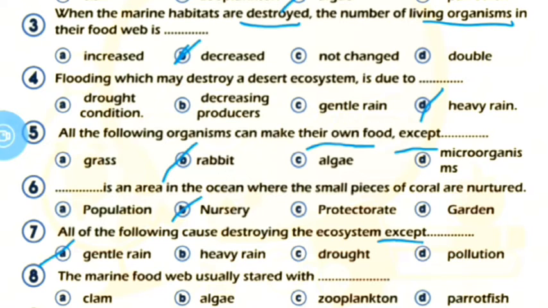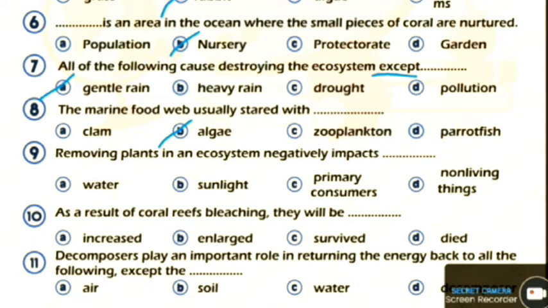Okay, the next question: the marine food web usually starts with what? With algae, we already solved it above. Okay, the next question: removing plant in an ecosystem negative impact is primary consumer. As a result of coral reefs bleaching they will be. What will happen to them? Die, they will die. Decomposers play an important role in returning the energy back to all the following except. Except what? The decomposer.